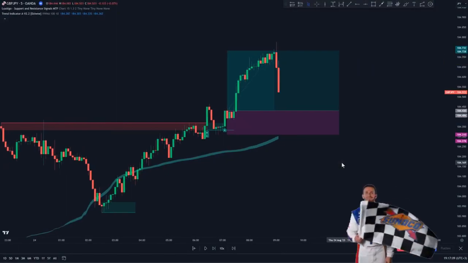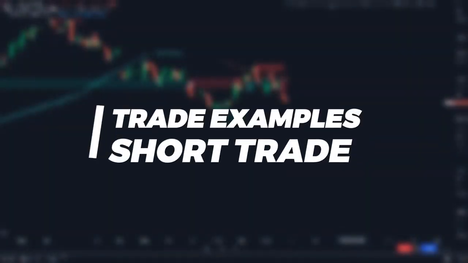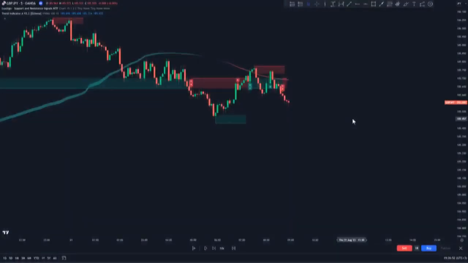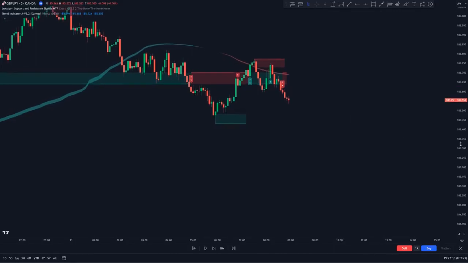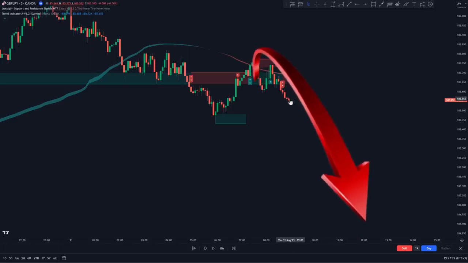and take profit. Now, to take a short trade, these are the conditions. First, we're going to ensure that the market exhibits a bearish trend to increase the probability of the price moving in the direction of our trade. To determine this, observe the trend ribbon on the trend indicator. It should be colored red with the price trading below it, indicating a bearish trend.